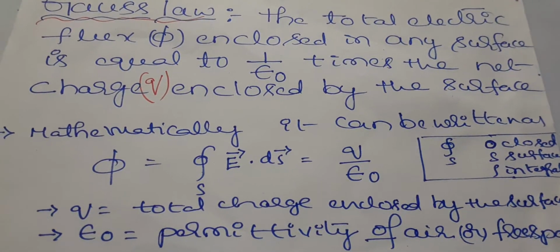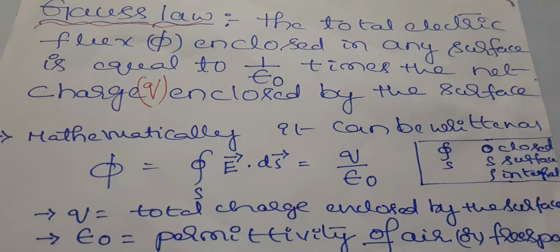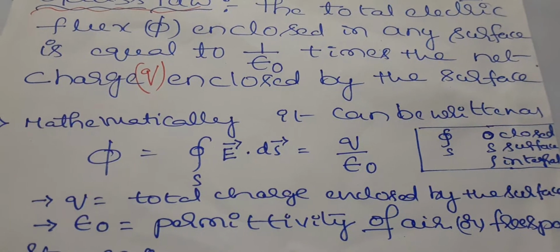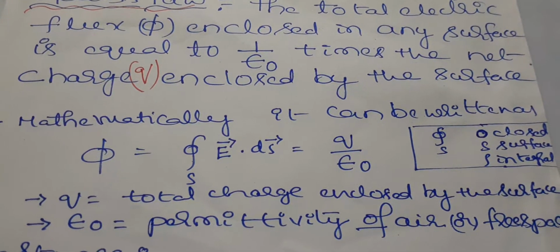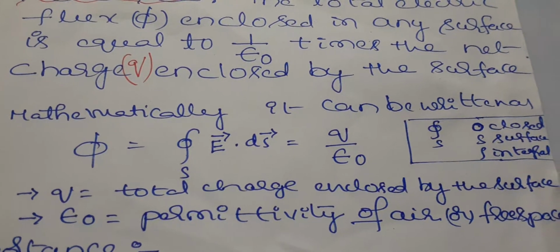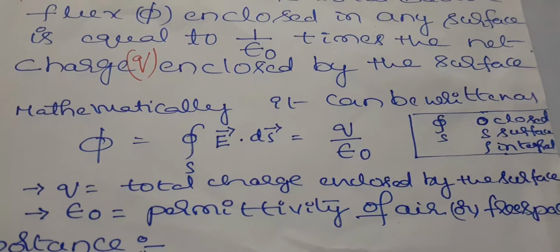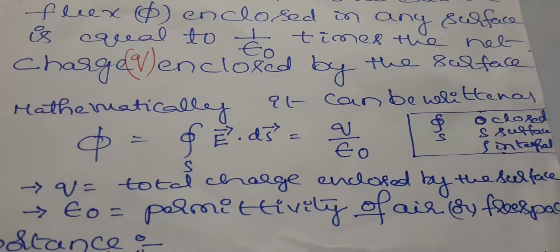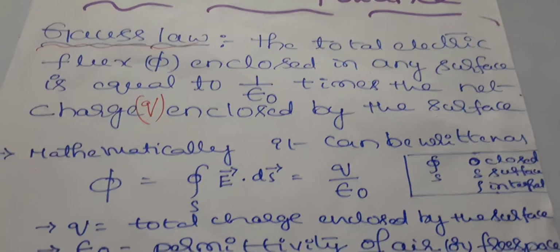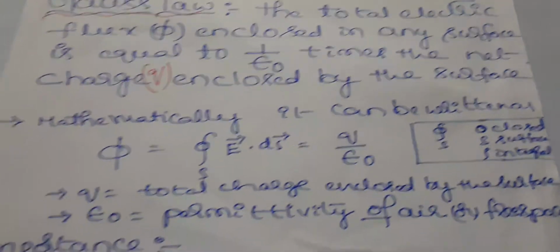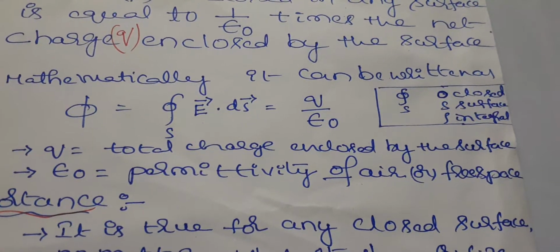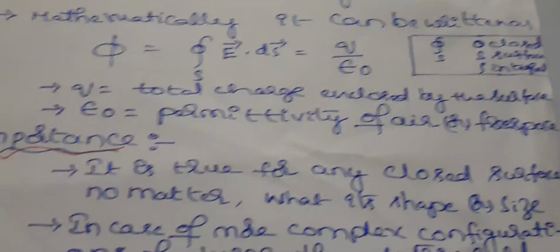Mathematically it can be written as: the total electric flux enclosed in any surface, phi, equals the surface integral of E bar dot dS bar, equal to q by epsilon naught. Why do we write phi equal to the surface integral of E bar dot dS bar? This was explained in the electric flux definition, students, so you can see that and understand. Here q is the total charge enclosed by the surface and epsilon naught is the permittivity of air or free space.